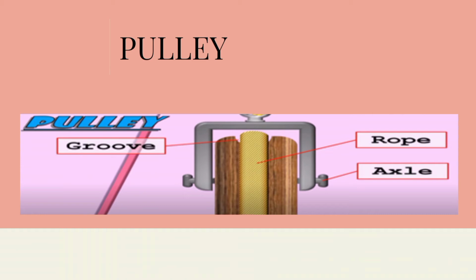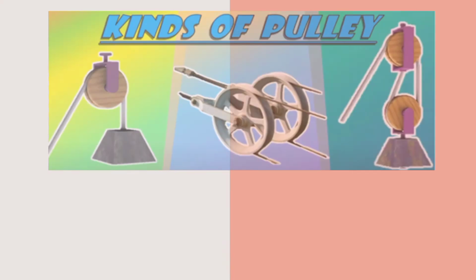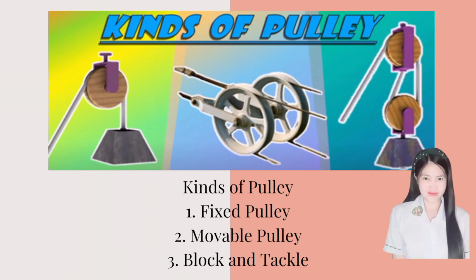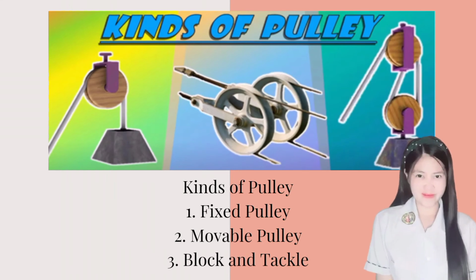A pulley is a wheel on an axle or shaft that is designed to support movement and change of direction of a taut cable or belt, or transfer of power between the shaft and cable or belt. Kinds of pulley. Number 1. Fixed pulley. It is hung, making the pulley and wheel stationary in position. It is usually seen in flagpoles.